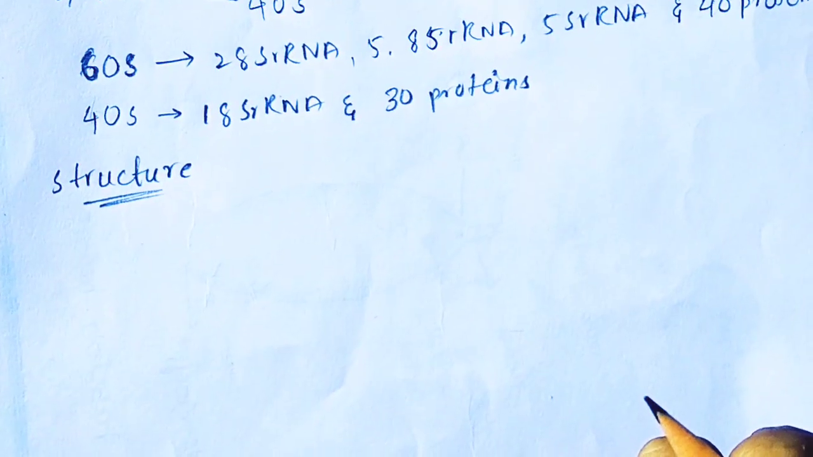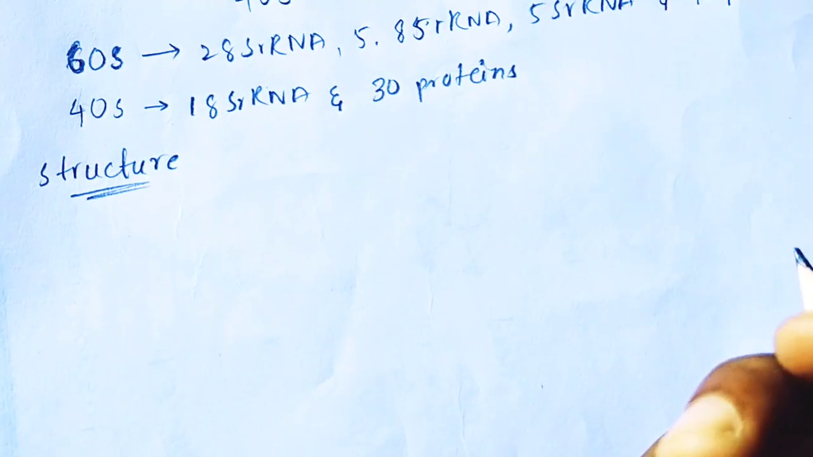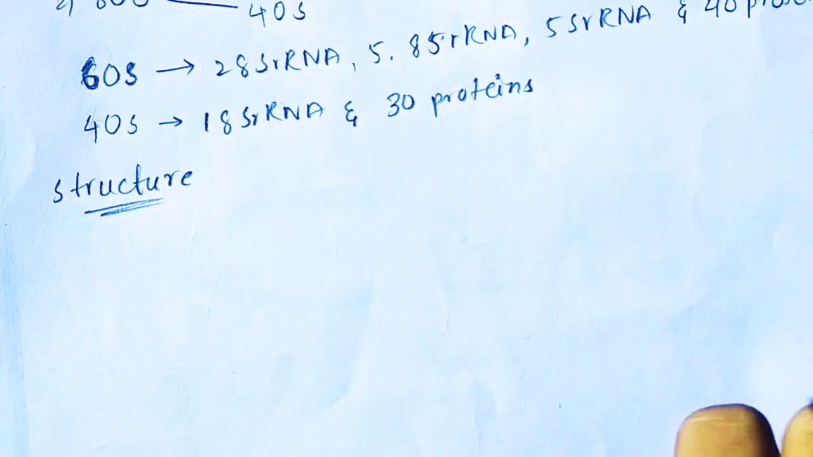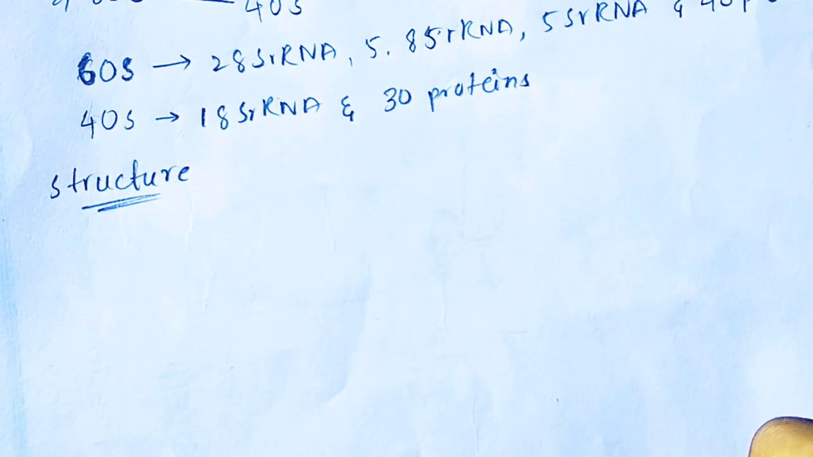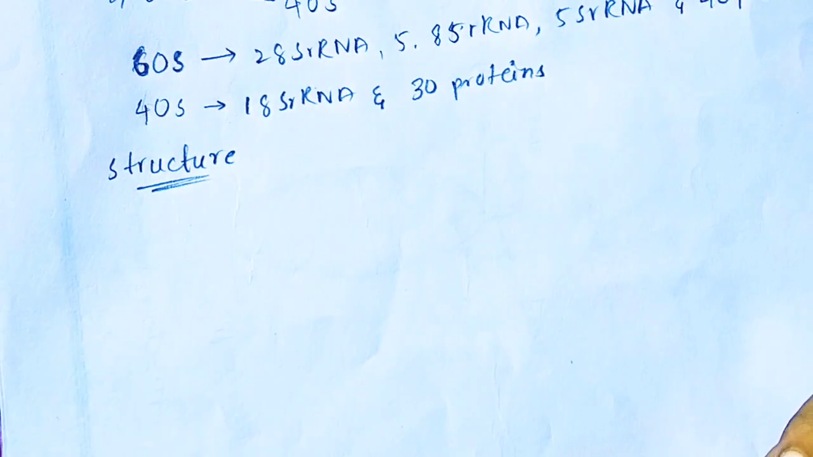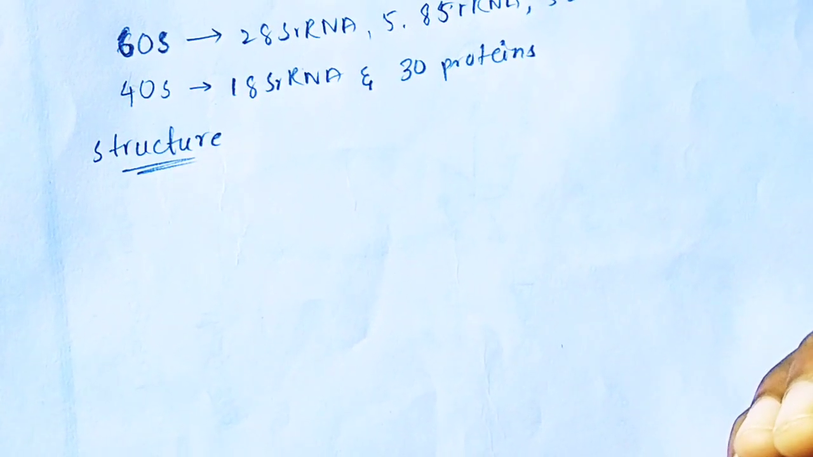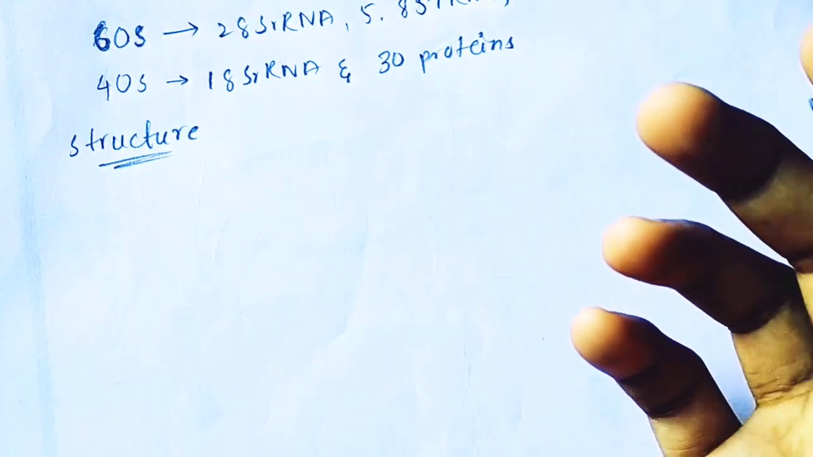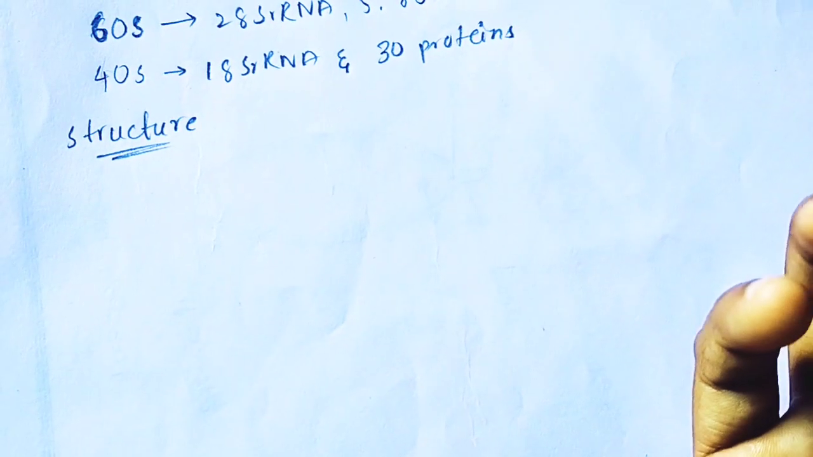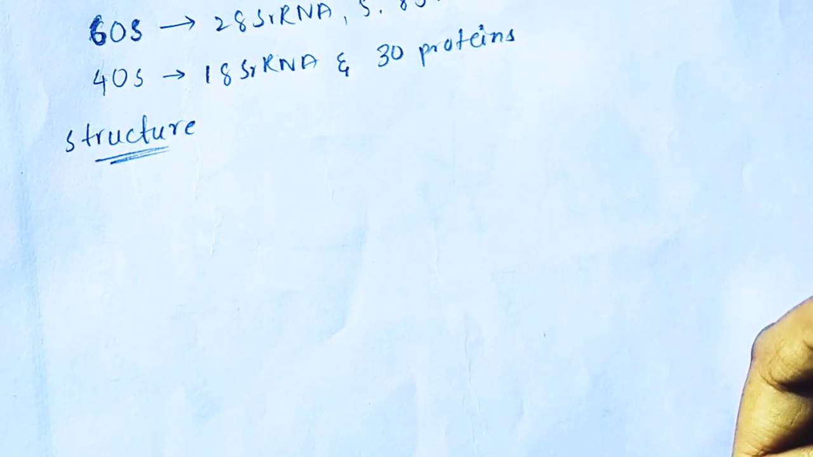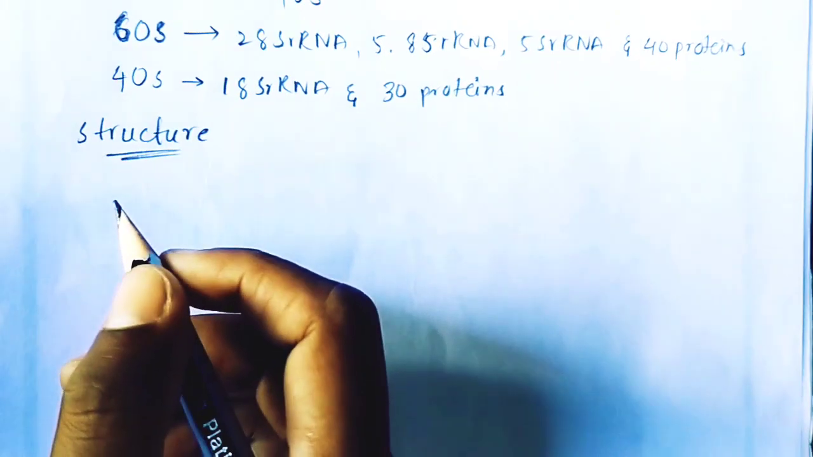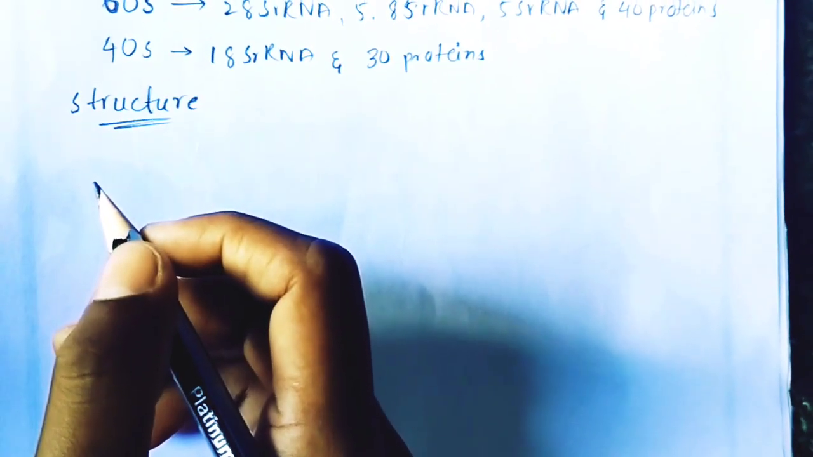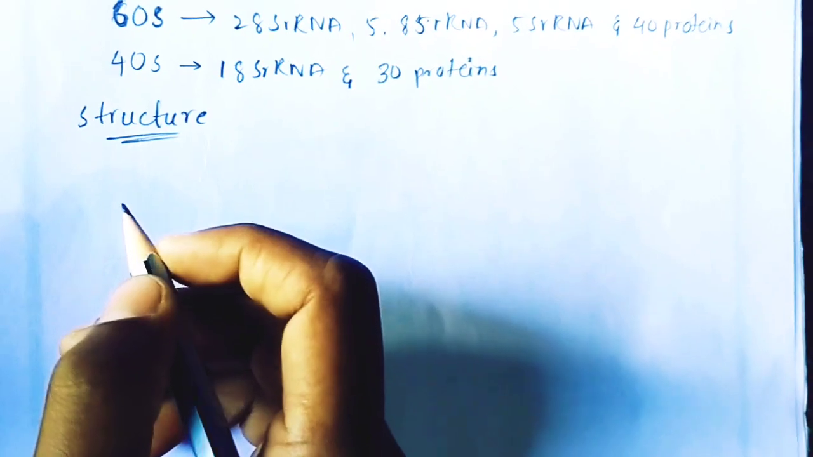These subunits remain freely in the cytoplasm. In the beginning of protein synthesis, these two subunits join together. This is due to the high concentration of magnesium ions. When the magnesium ion concentration reduces, the two subunits get separated. So the separation and association of the subunits depend upon the concentration of magnesium ions. If the magnesium ion concentration is high, there will be an association of the subunits. If there is a low concentration of magnesium ions, there will be a separation of the subunits. This association of the two subunits during protein synthesis is called a dimer.